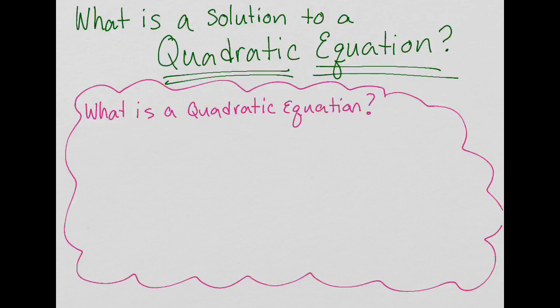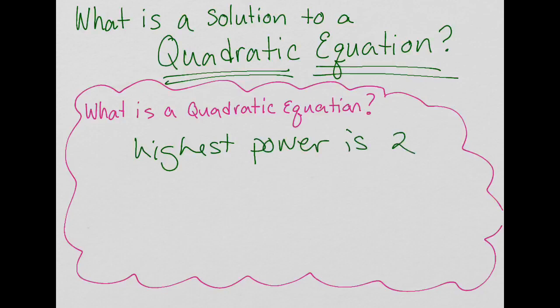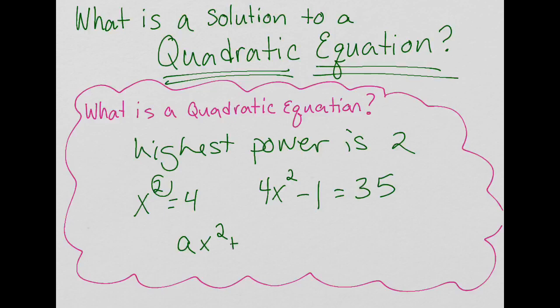So now we're going to talk about what a quadratic equation is, and then furthermore, what a solution to a quadratic equation is. So our previous examples, here's another one, 2x equals 4, is linear because the variable x has a power of 1. So a quadratic equation is something where the highest power is 2. So for an example, we could have x squared is equal to 4, where the power is 2. We could have 4x squared minus 1 is equal to 35. Or the standard form of a quadratic, which you may recognize, ax squared plus bx plus c equal to 0.